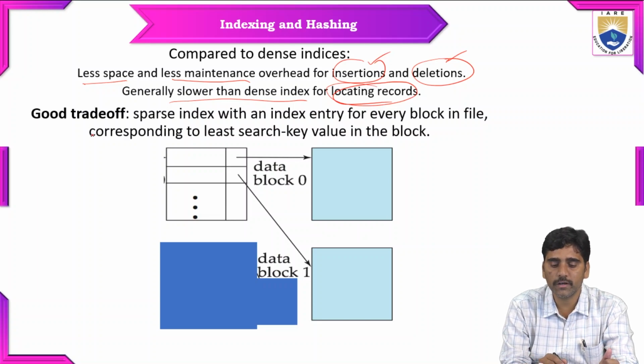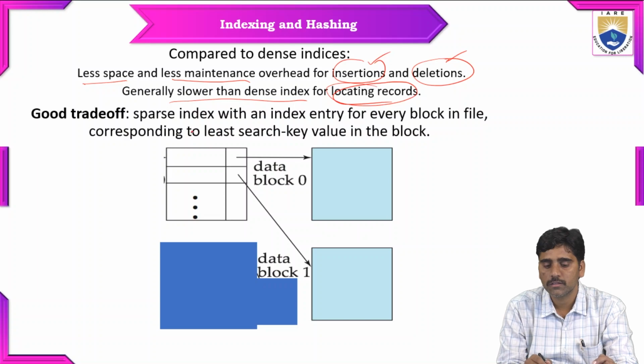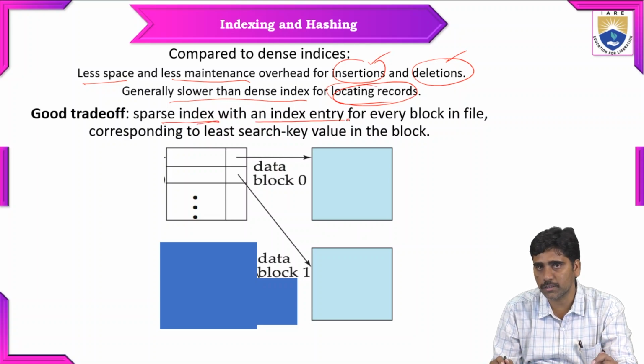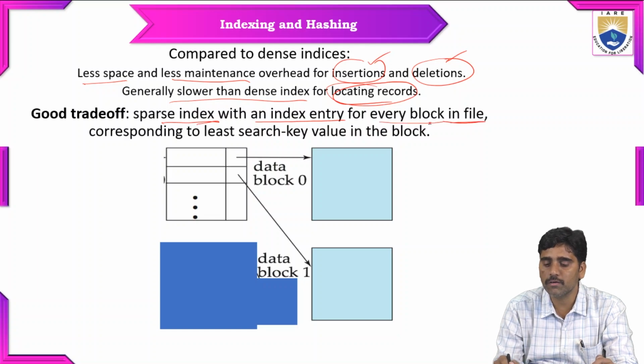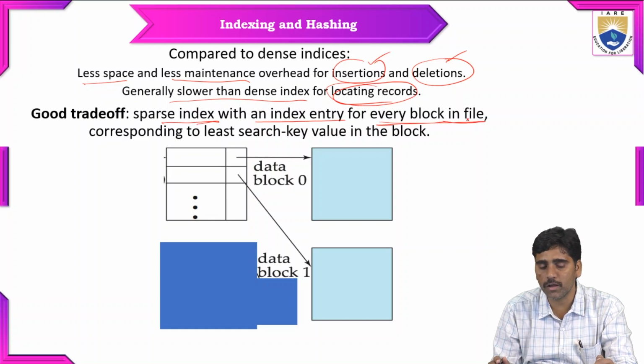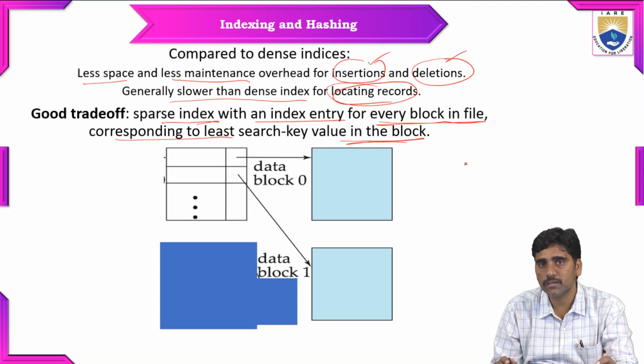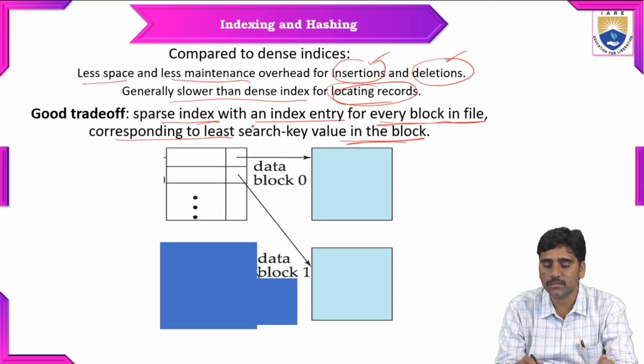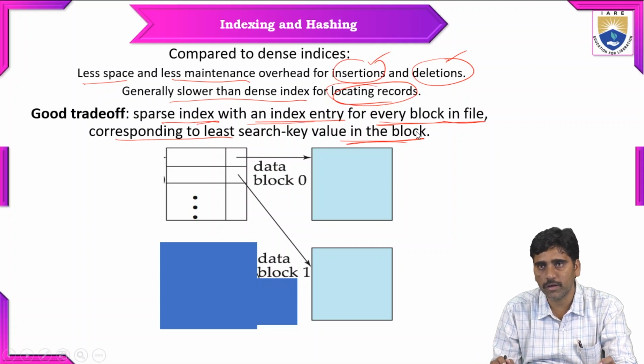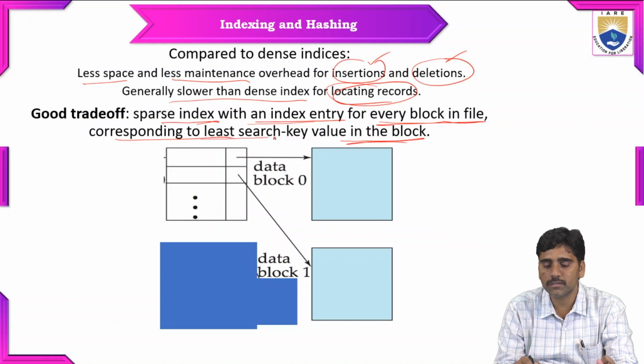And for this, a good trade-off is the sparse index with an index entry for every block in a file, corresponding to the least search key value in the block. So the sparse index with an index entry for every block in a file corresponds to the least search key value in the block.